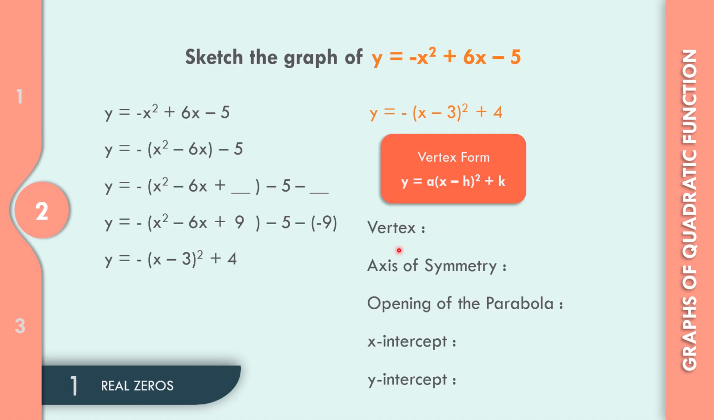Afterwards, let us identify the vertex. The vertex, change the sign, that is positive 3 and then 4. The axis of symmetry could be the value of h, so x is equal to 3. Let us see what could be the opening of the parabola. This is negative, so the opening of the parabola opens downward. So let us solve now for the x and y intercepts using the vertex form.